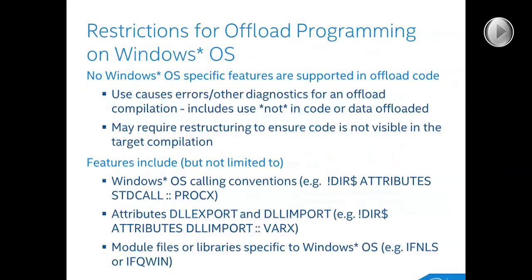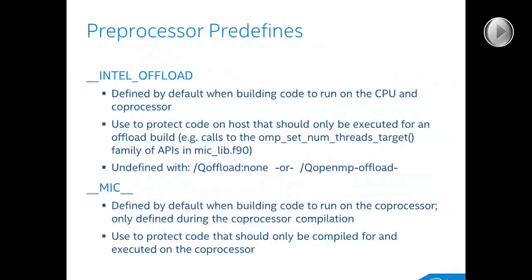So when you begin to consider programming for the offload model, you may have to do some code restructuring to try and prevent any Windows-specific features from being visible during that target compilation. The list of Windows features here on the foil are just a few, just to give you an example of those types of Windows features that are not supported. This is not the exhaustive list. You can refer to the documentation for a bit more description of what the limitations are.